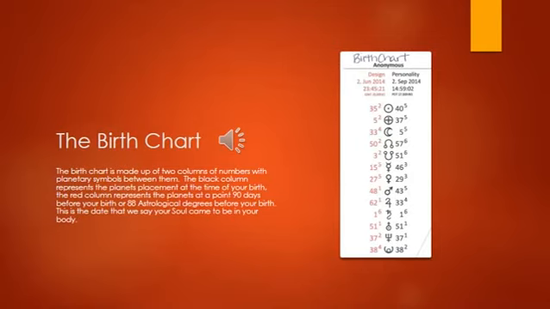Now, the planetary symbols running down the center between these two columns of numbers are, from the top, the sun, the earth, the moon, the north node, also called destiny, the south node, also called your karma, then Mercury, Venus, Mars, Jupiter, Saturn, Uranus, Neptune, and Pluto.